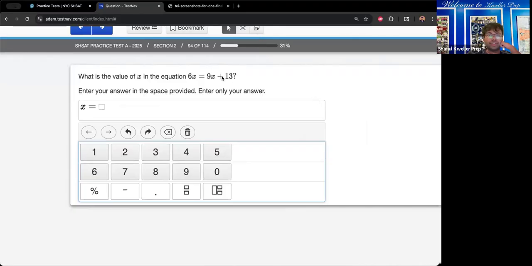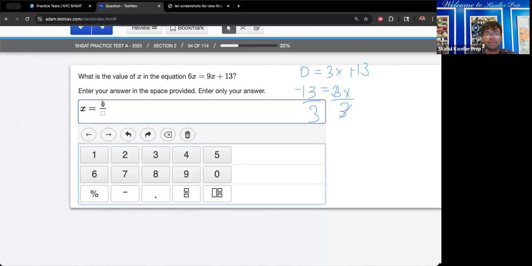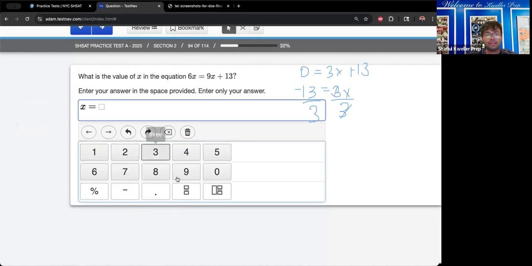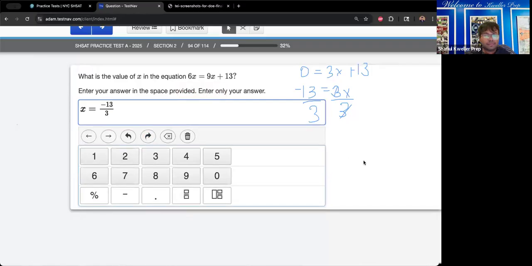Okay, what's the value of x in this equation? I don't even know why they're doing all this fancy stuff. You just subtract 6x on both sides, you get 0 is equal to 3x plus 13, and then subtract 13 on both sides. Negative 13 is equal to 3x. Divide by 3 on both sides. So it's negative 13 over 3. You just have to leave your answer in terms of a fraction, so I don't want a mixed number, I want a fraction. Negative 13 over 3. Yeah, that should be it.